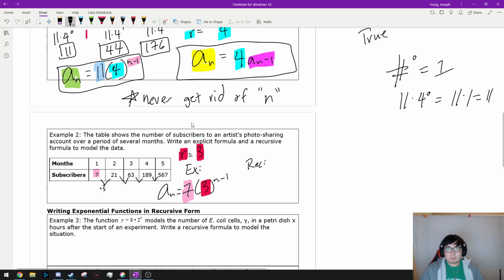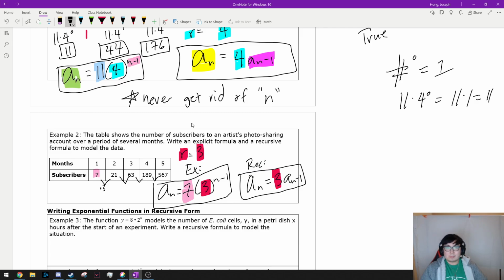Okay? The recursive form is really just AN, because I don't touch anything with AN, or anything with N, I don't replace anything, is equal to rate, which is 3, times AN minus 1. And once again, this 3 right here is the same rate. We're talking about the same question, the same data, just writing it differently. Nice.